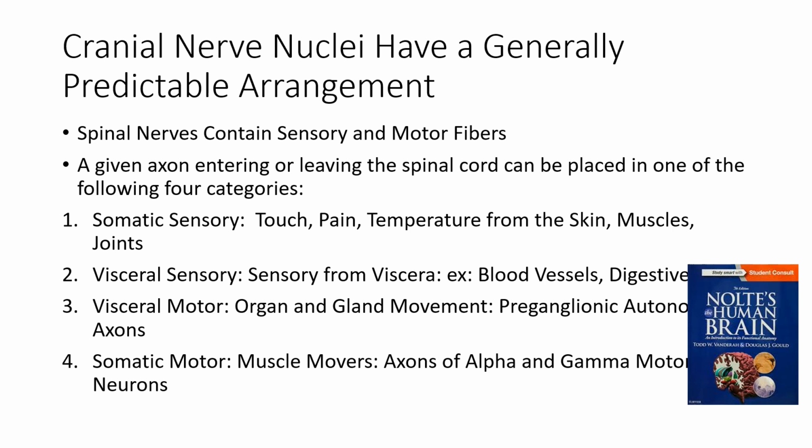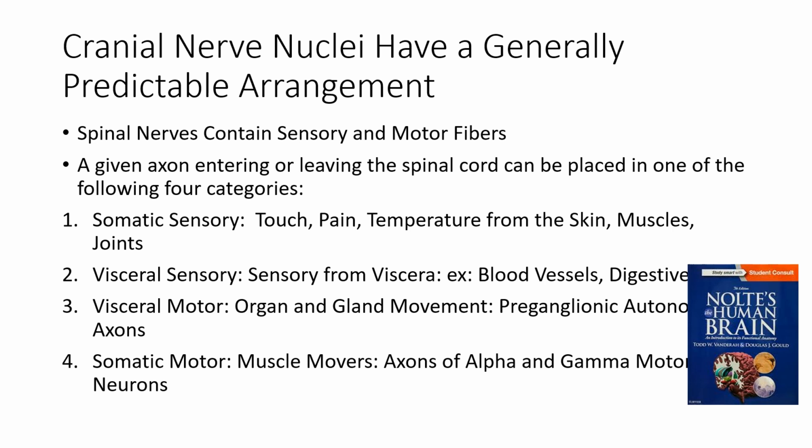So our spinal nerves contain sensory and motor fibers, we know that. A given axon entering or leaving the spinal cord can be placed in one of the following 4 categories. So we're looking at somatosensory, so body sensory. Again, even though our internal organs are part of our body, just what the layperson thinks of when, if I were to ask you to draw a body, what would you draw? That's the soma. Okay? So that's touch, pain, temperature from the skin, muscles, and joints. So think of spinothalamic tract that we learned in chapter 10.